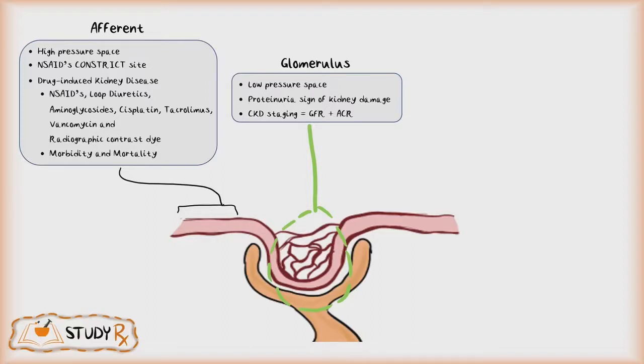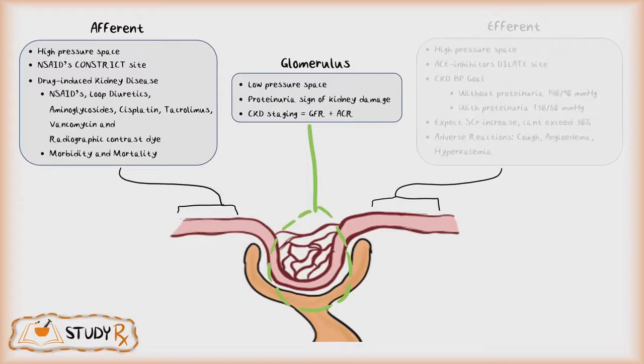Other medications besides NSAIDs like loop diuretics, aminoglycosides, cisplatin, tacrolimus, vancomycin, and radiographic contrast dye may cause drug-induced kidney disease. This contributes to morbidity and mortality. This is most commonly seen in a hospital setting. And as a reminder, acute kidney injury, AKI, is a temporary loss of kidney function and it may occur in patients with a history of kidney complications.